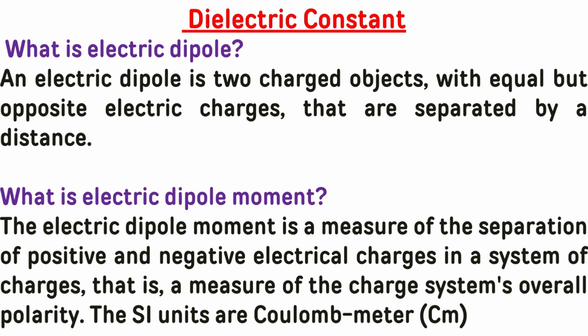Dielectric constant. What is electric dipole? An electric dipole is two charged objects with equal but opposite electrical charges that are separated by a distance. What is electric dipole moment? The electric dipole moment is a measure of the separation of positive and negative electrical charges in a system of charges. That is a measure of the charge system's overall polarity. The SI unit is coulomb meter.